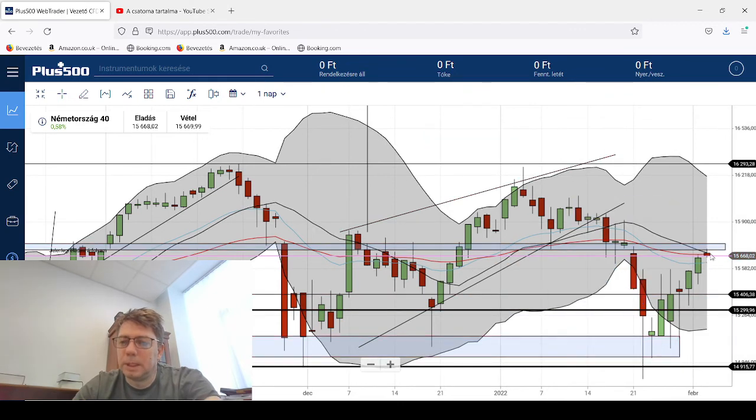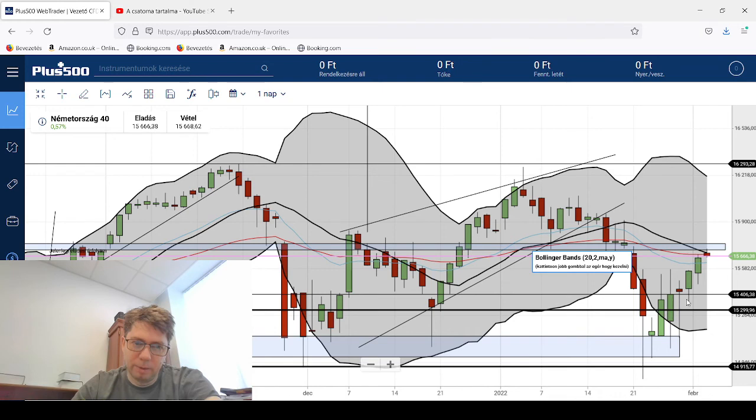But it still looks wedgy. So let's see what happens with the German index. We need to break to the upside, shoot up in order to kill this bearish wedge that we have here.